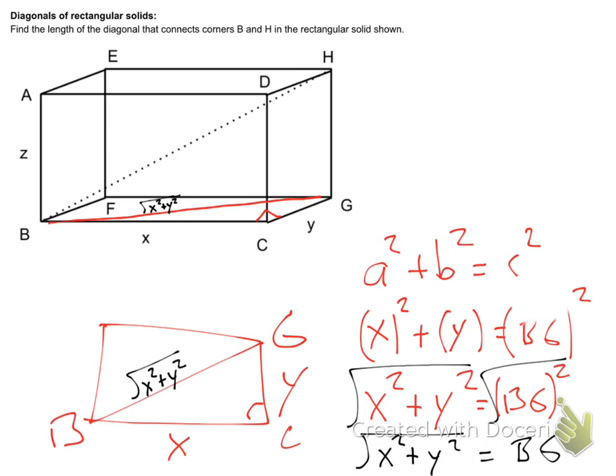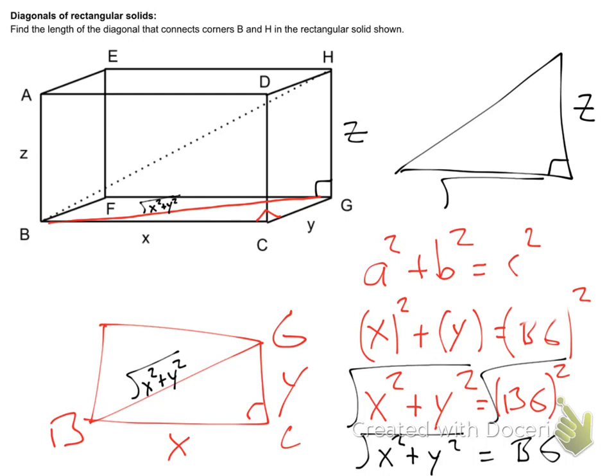Wait a minute, guys. Look at this object again. If I go from B to G, how do I get to H? Go straight up. What is that height? It's Z. So, we know that's Z. Wait, isn't that also a right triangle? Isn't that just this, with the Z on the side, and the bottom is the red diagonal line, which was the square root of x squared plus y squared? Can't I find BH by doing the Pythagorean theorem again?